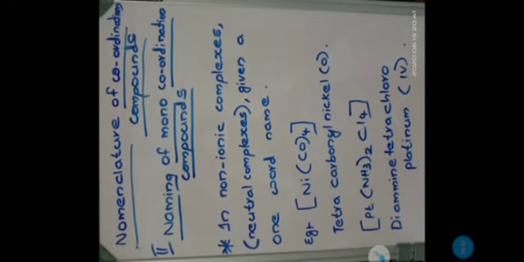Now, in non-ionic complexes, that is the neutral complexes, it is having a single one-word name. Example, in the case of Ni(CO)4, the name is tetracarbonylnickel(0). It is not having an anion or cation separately, it is having a single thing. So the name is a single one, a one-word name. Another example, [Pt(NH3)2Cl4], diamminetetrachloroplatinum(IV). One-word name.